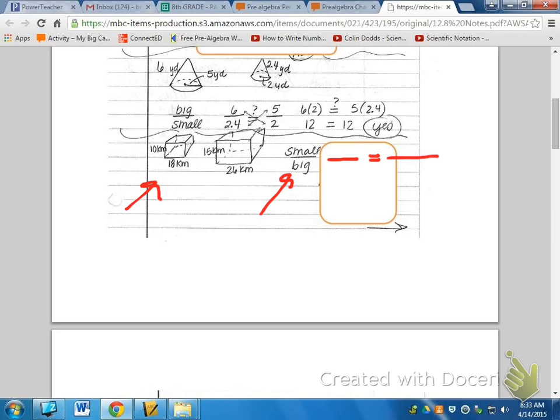Somebody give me a measurement from the small prism. Okay, Oren? 10. What does 10 match on the larger prism? Morgan? 15. Now we got to go back to the small one. Give me a measurement from the small one. There's only one other measurement left, Kayla. 18. And what does 18 match from the big one?